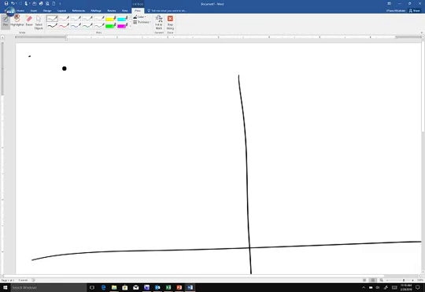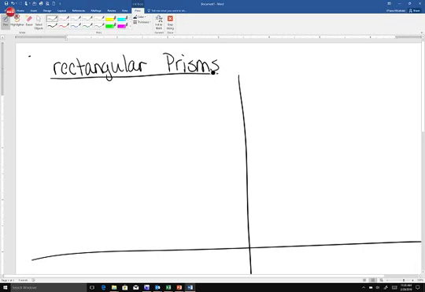Your top left square is going to be rectangular prisms. Rectangular prisms have all rectangular sides. It could look something similar to this.